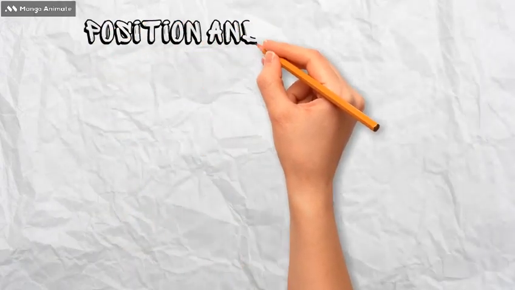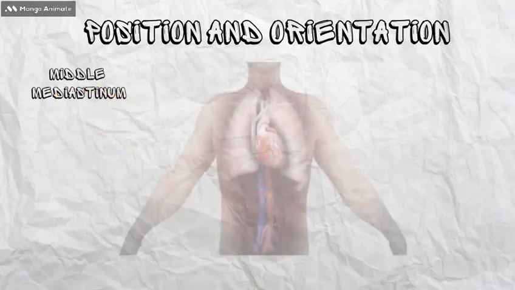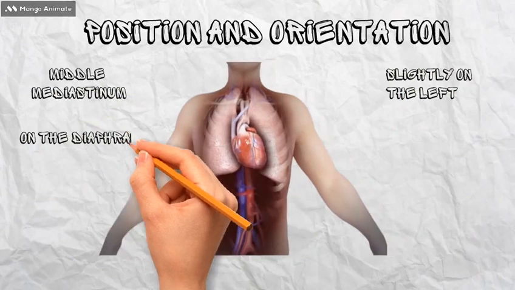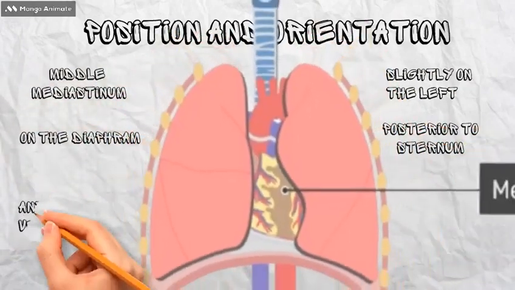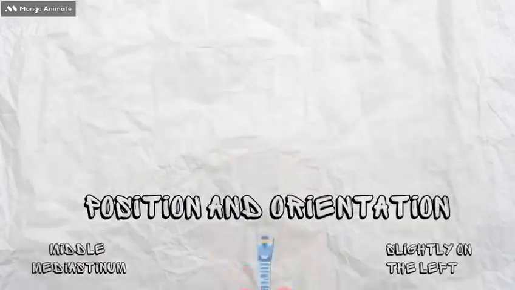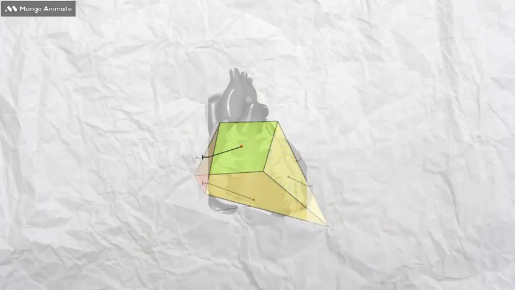Coming towards its position and orientation, the heart is present in the middle mediastinum of thorax, slightly on the left, resting on the diaphragm, behind the sternum, anterior to the vertebral column, in between the lungs at the level of T5 to T8. Heart lies in the thorax like a pyramid that has fallen over. The apex of the pyramid projects forward, downward, and to the left.